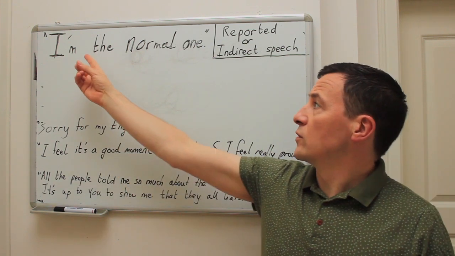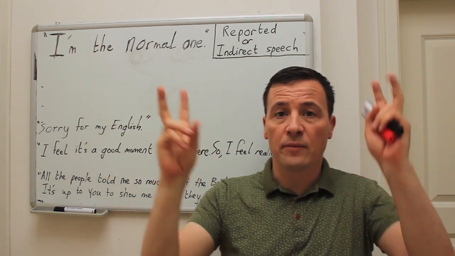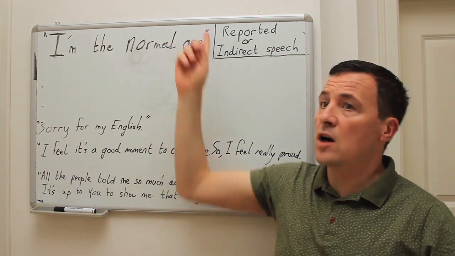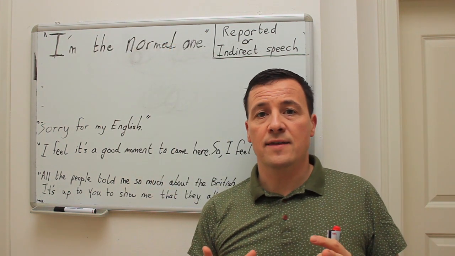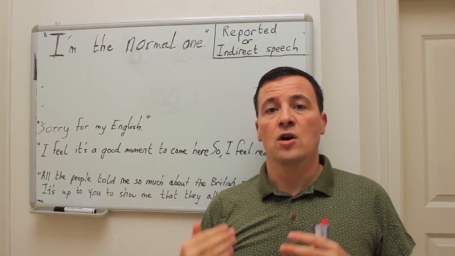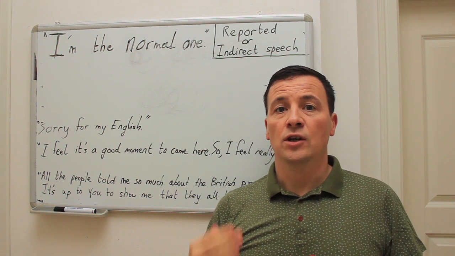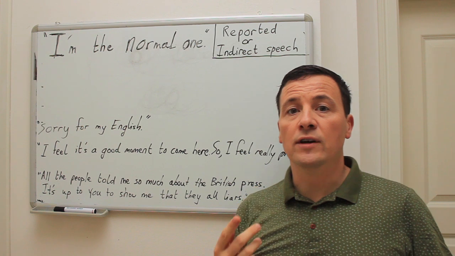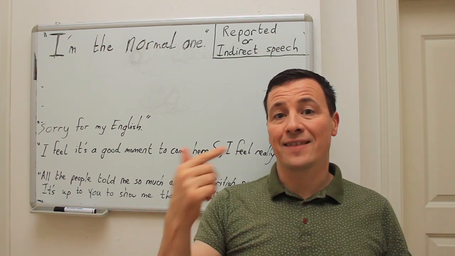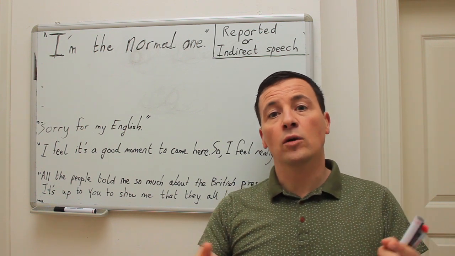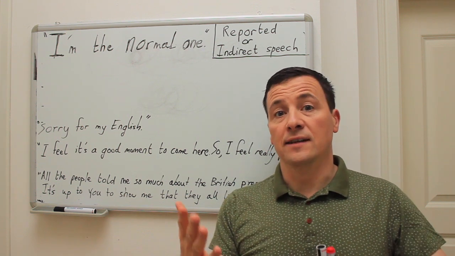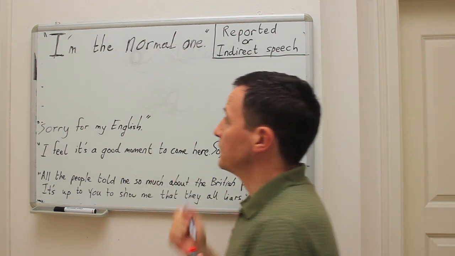So this is of course direct speech. "I'm the normal one." It's direct speech, which is why it's in inverted commas. If you want to make that reported speech or indirect speech, you would do it in two or three different ways. So you can say, for example, he said that, he told them that, or also he said. So I'll write these examples here.